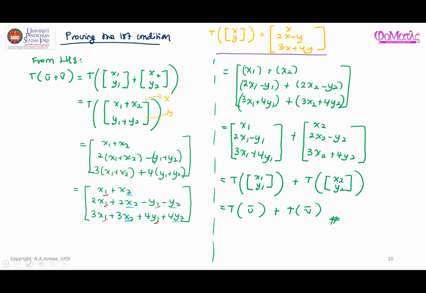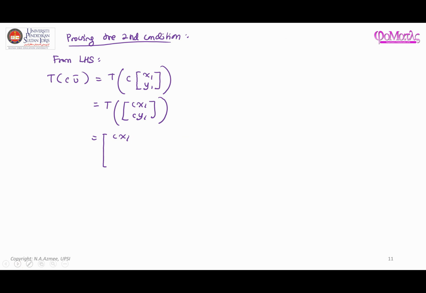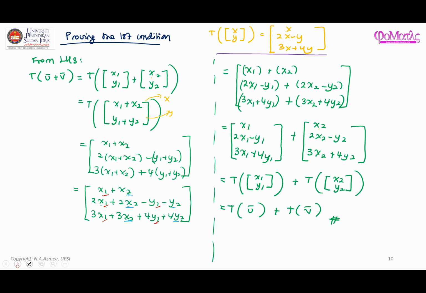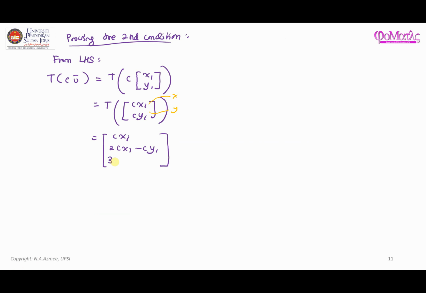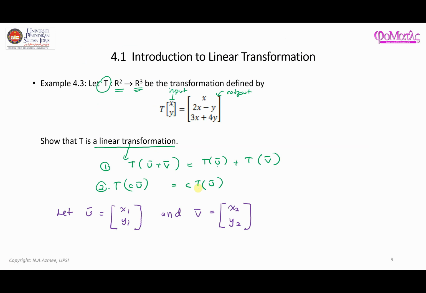Here, this is x and this is y. So 2x minus y means 2 times cx1 minus cy1. And for the third position, we have 3x plus 4y, so 3cx1 plus 4cy1.